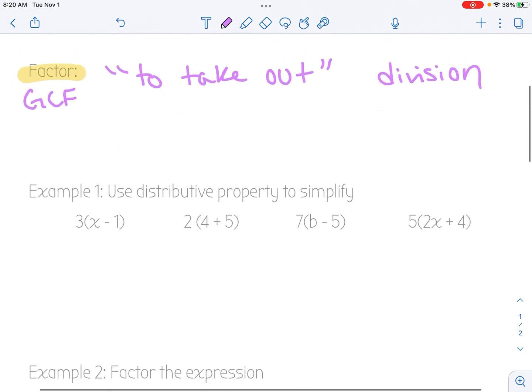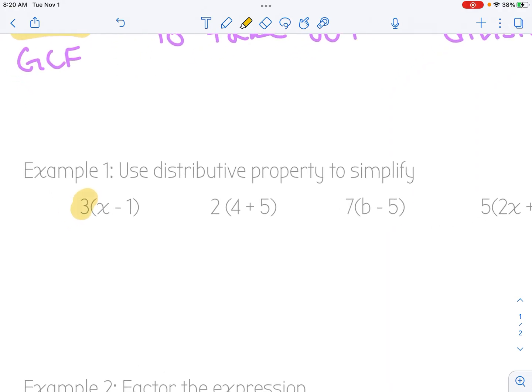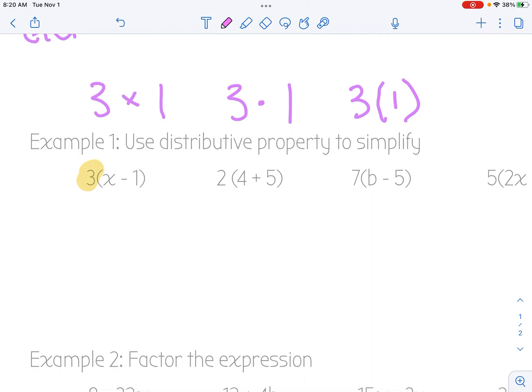So for example, 1 says, use distributive property to simplify. So whatever is on the outside of the parentheses, this is what we are going to distribute. And if you guys remember, we can write multiplication with a multiplication sign. So we could say 3 times 1. We can also use a little dot, 3 times 1, or we can take everything away, both of those signs, and use parentheses. Whenever a number is right next to a parentheses like this, it means to multiply. So right now, this is saying 3 times everything inside the parentheses.